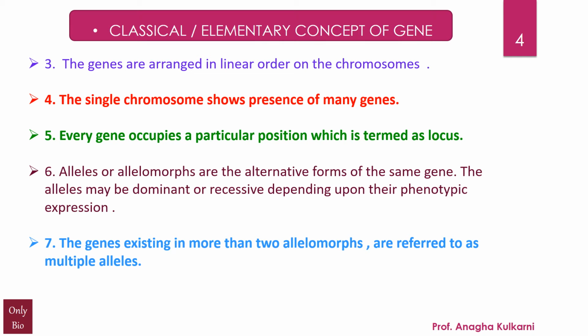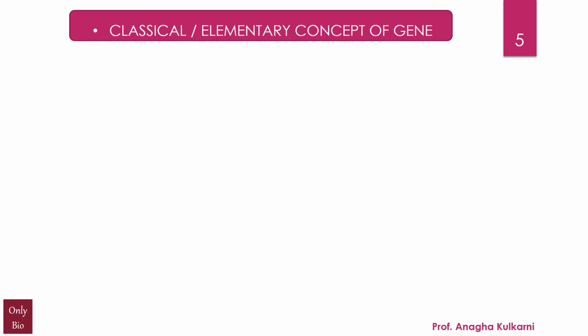Seventh, the genes existing in more than two allelomorphs are referred to as multiple alleles. Friends, normally we hear of two alleles of a particular gene, but at times there can be many. If you're thinking of how come multiple alleles exist, please remember this is possible due to mutations and the multiple forms of the same gene. They are called as multiple alleles.